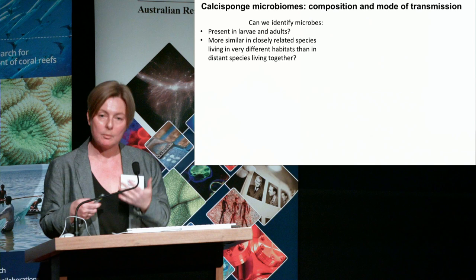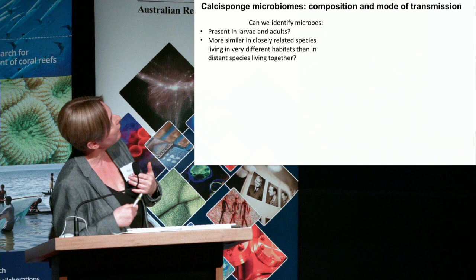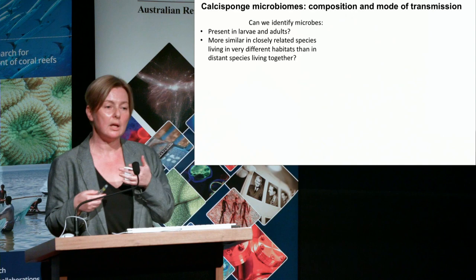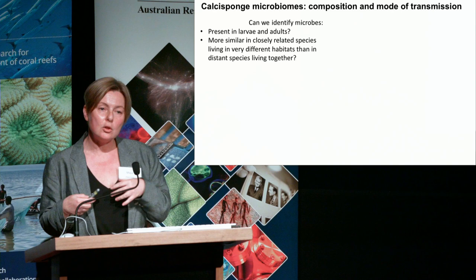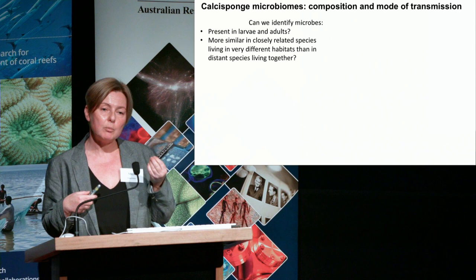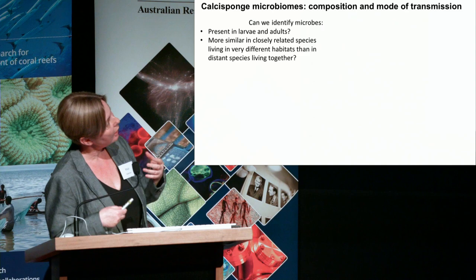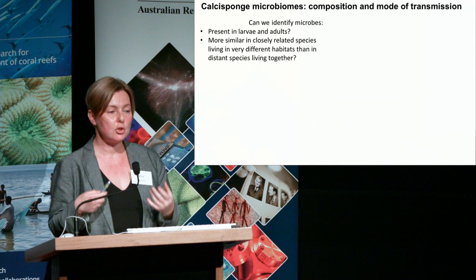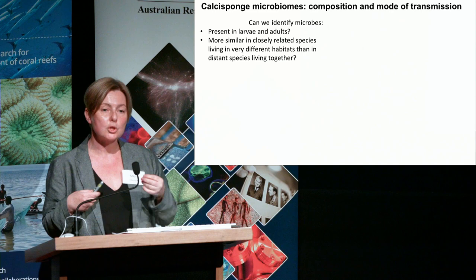So we wondered if we can identify microbes that are present both in the larvae and adults. If we have the same microbes in larvae and adults, we would say that there is likely to be vertical transmission. And then we were interested in coevolution of the microbes and the hosts, so we were interested in finding out whether we would be able to identify microbes that are more closely related in related species that are living in very different habitats than in very different species that are living together. Because the idea is that if there is vertical transfer and coevolution, we would see phylogenetic signal in the symbiosis. So we would be talking about phylosymbiosis.